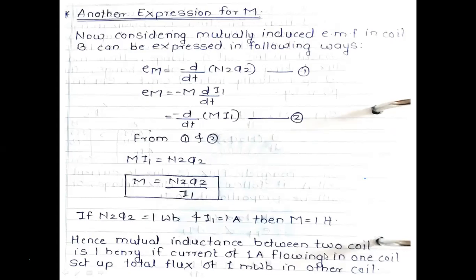Hence, mutual inductance between two coils is 1 Henry if a current of 1 ampere flowing in one coil sets up a total flux of 1 Weber in the other coil. Now, if they have written milliweber, you remove that milliweber.